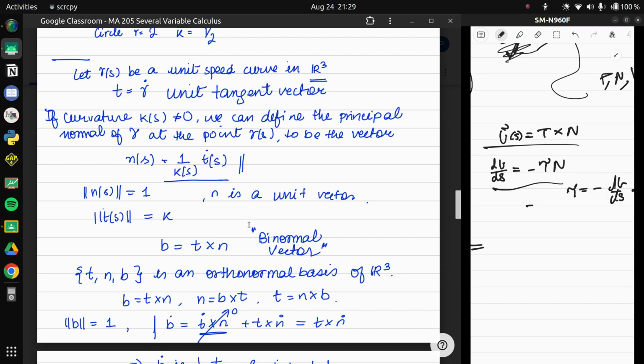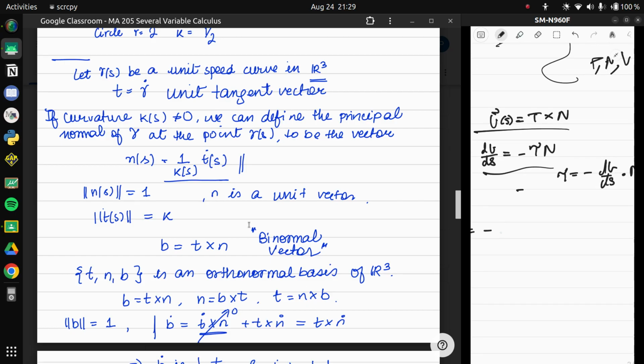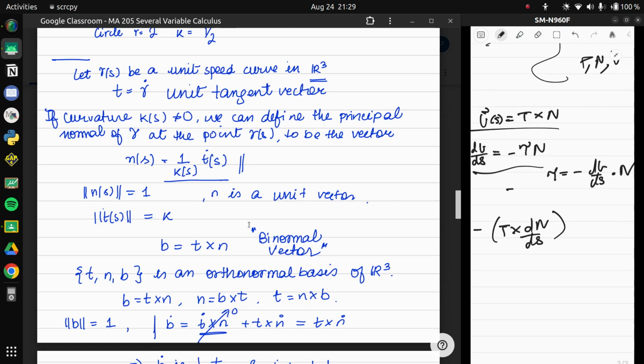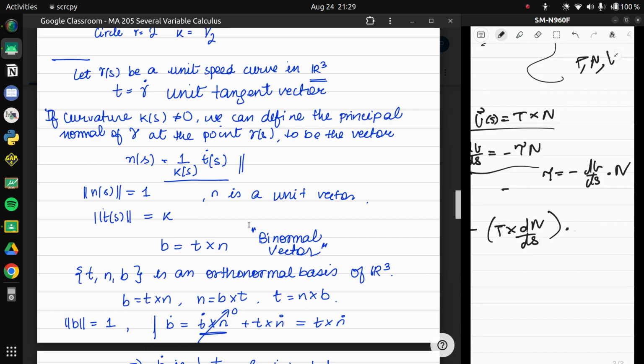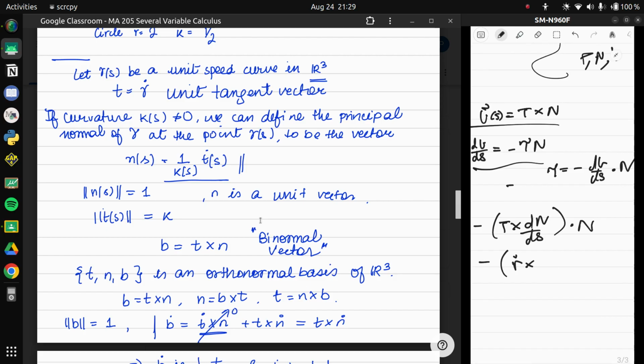Right. So b of s is just this stuff. Dt by ds is perpendicular, so this would be collinear to n, so we are disregarding it. It's just like t cross dn by ds. So this will just be minus t cross dn by ds, and then this dotted with n. So now what we can do is we can use these things. First, t is just r dot, all right, cross dn by ds. So what's that actually? Good question.